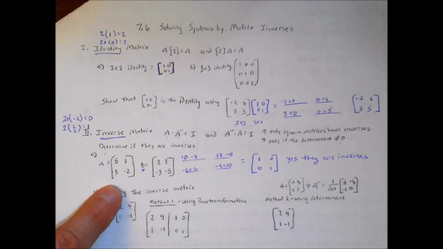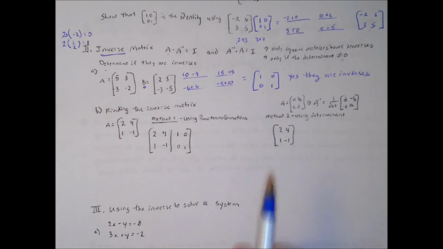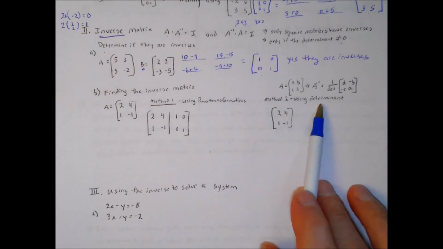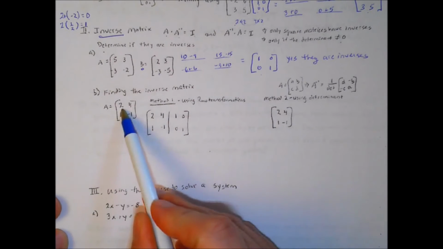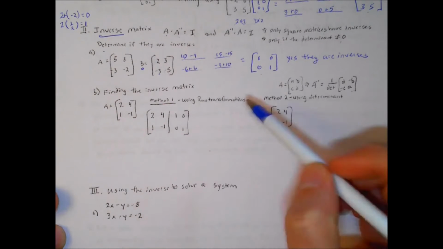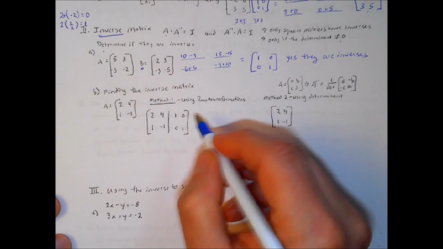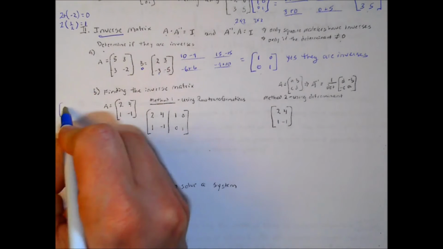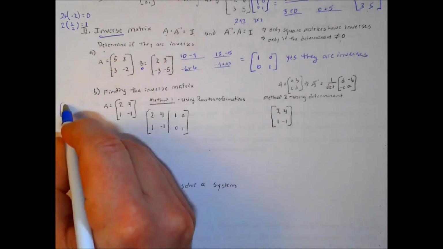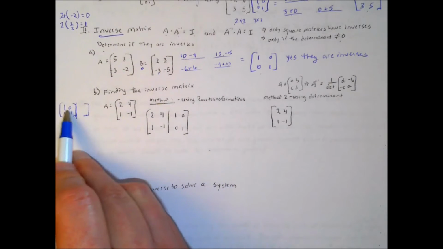So how do we actually find the inverse matrix? I'm going to show you two different ways. One is by using row transformations, and the other is using the determinant. First, row transformations. If I set it up like this, I have 2, 4, 1, negative 1, and then I make an augmented matrix with the identity over here. I want to do row transformations so that at the end the identity is on this side, and the numbers on the other side would then be the inverse.